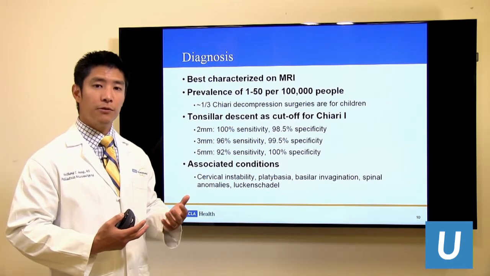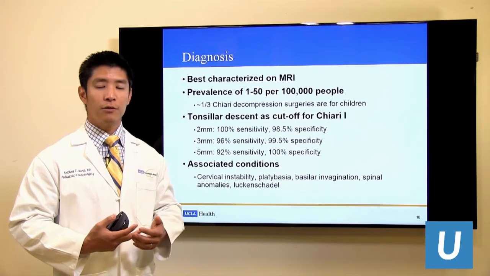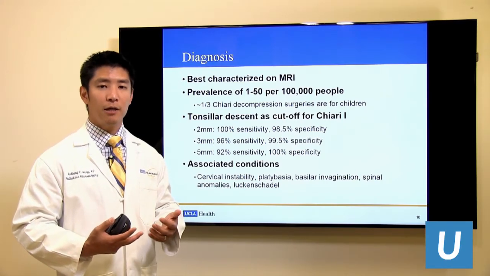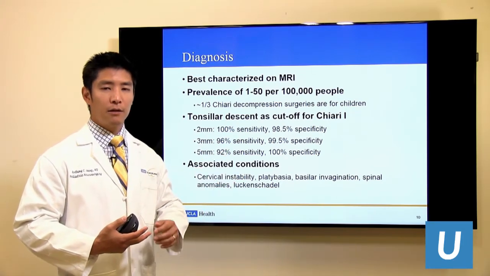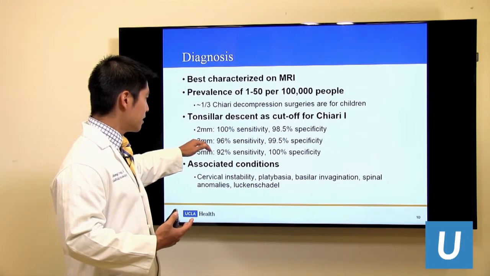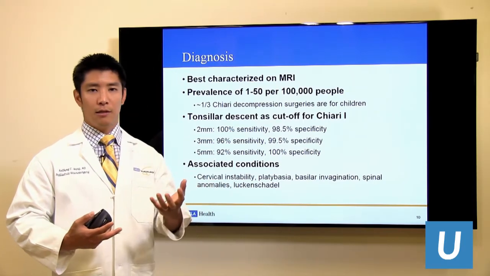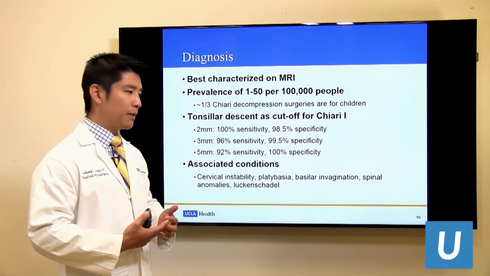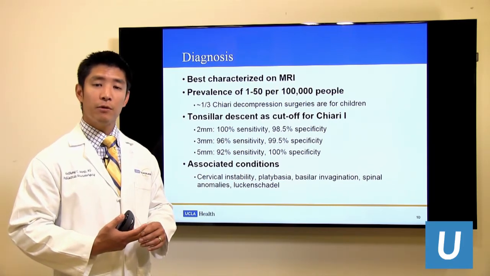Radiologists will very frequently use somewhere between 3 to 5 millimeters as a general cutoff when screening MRIs to say, hey, this person might have a Chiari malformation. Now, for adults, we use a lower number as a cutoff. But with children, the extent of normal typically falls lower, so we might use a higher number as a cutoff for children than we would for adults.